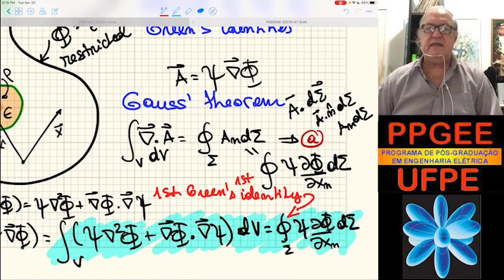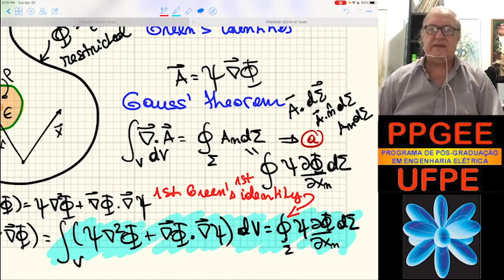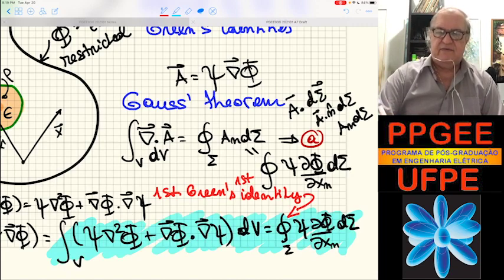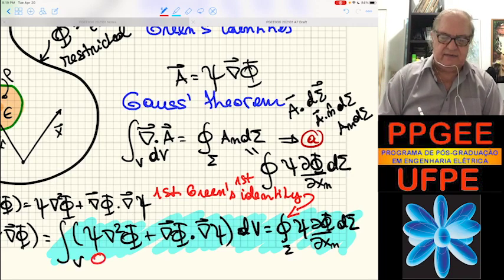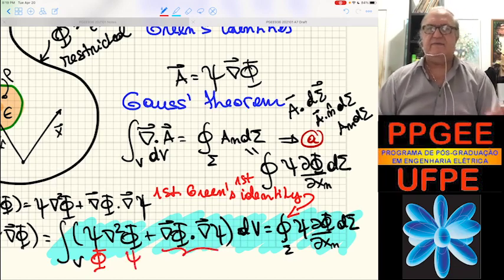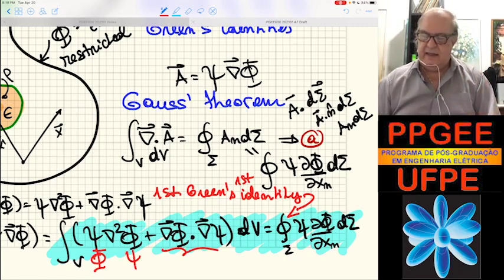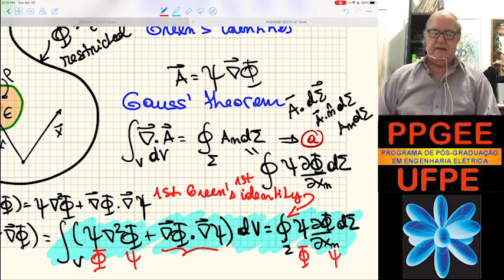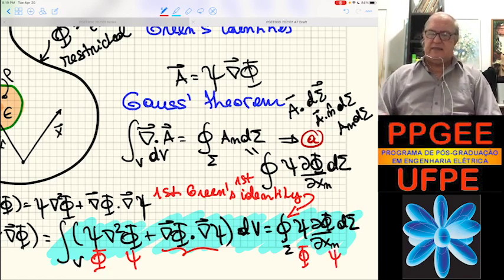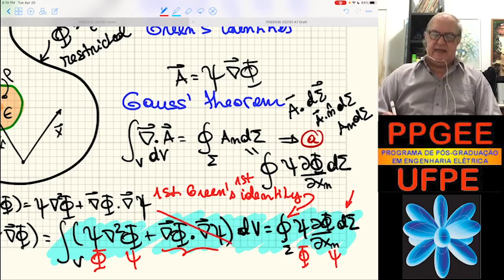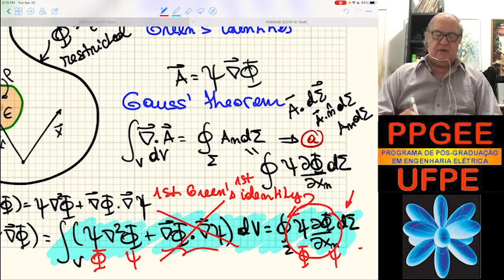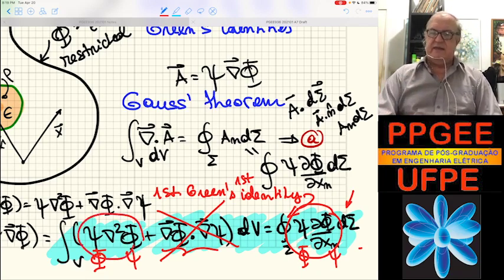Now we can do the same thing. We can repeat this identity, changing phi with psi. I can do this like this. Phi Laplacian of psi plus, this is unchanged, right? Interchange phi and psi. And here we're going to have phi normal derivative of psi. So we have a second relation, and we can subtract this one from the other one. When we do that, we're going to have a cancellation of this term and a difference on the surface, and we're going to have a difference of terms like this, right?